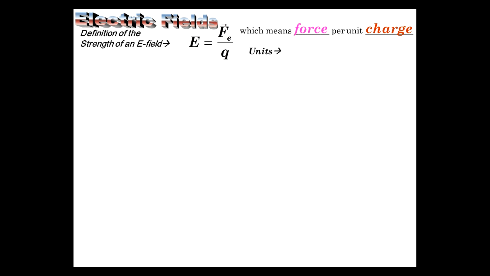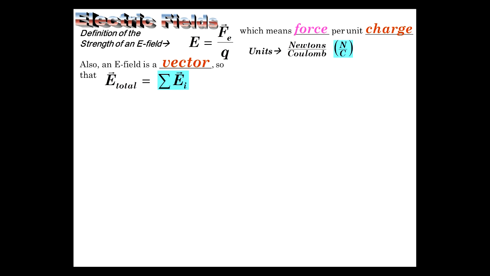Just like gravity can be defined as gravitational force per charge. Units, newtons per coulomb, that come right from there. Newtons over coulombs. Now an E field is a vector. So the total E field at any given point in space is the sum of all the individual E fields acting at that point. And so we're going to actually do that from the existence of several charges here.